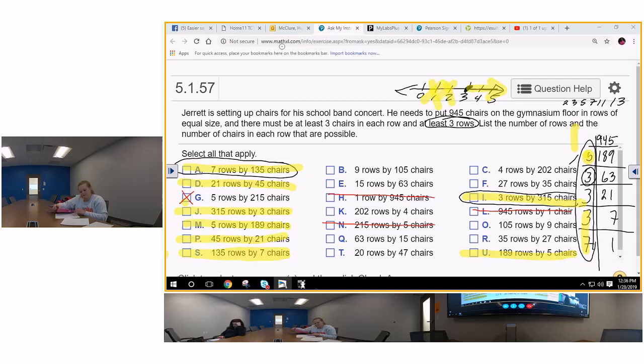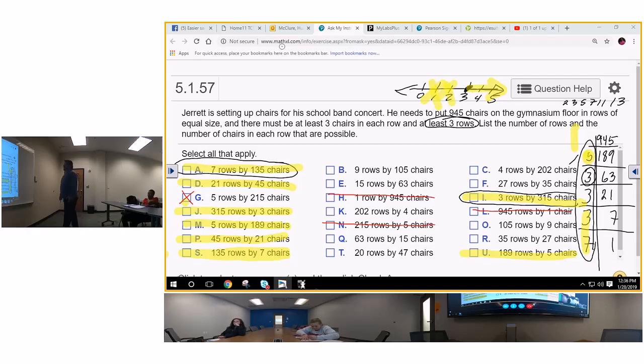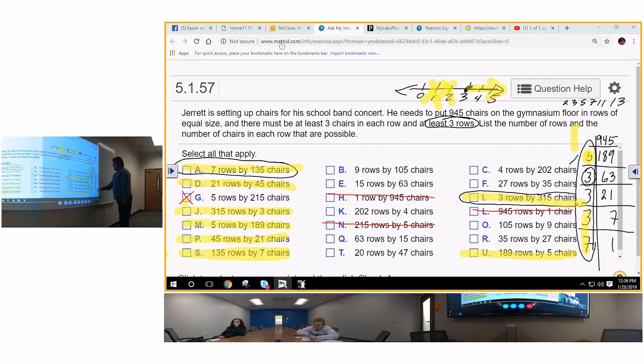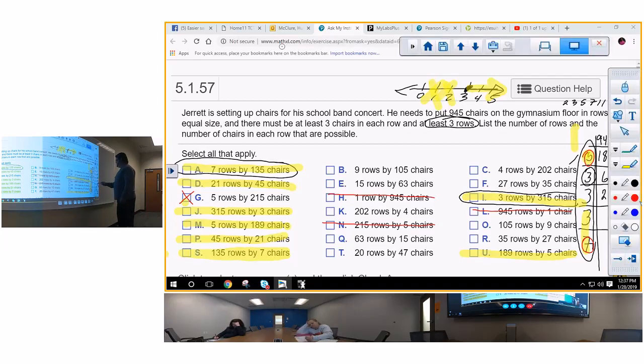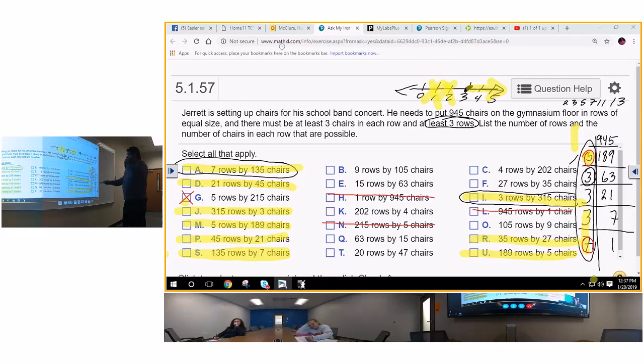So now just pick some more. Okay, 35. Do you see a 35 in here? Let's see, 7 times 5 is 35. What's this? 27? Does that work? Yep. 35 times 27. So somebody tell me where 27 times 35 is. There it is.